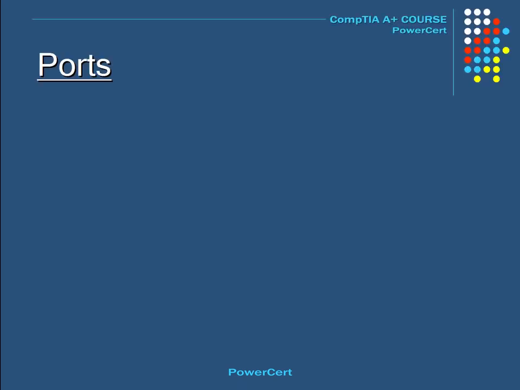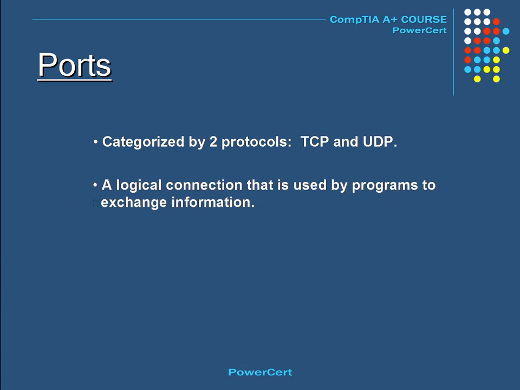When data is sent over the internet to your computer, it needs to know how to accept it. And your computer accepts this data using ports. These ports are categorized by two protocols, TCP and UDP. Now, a port is a logical connection that is used by programs to exchange information. And these ports have a unique number that identifies them.